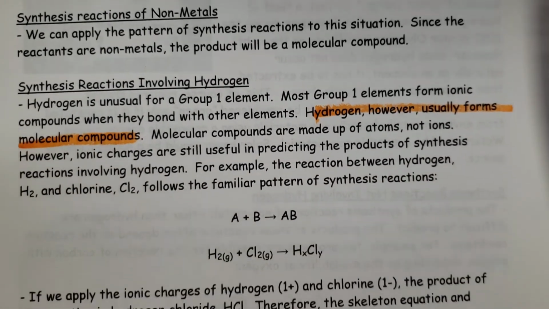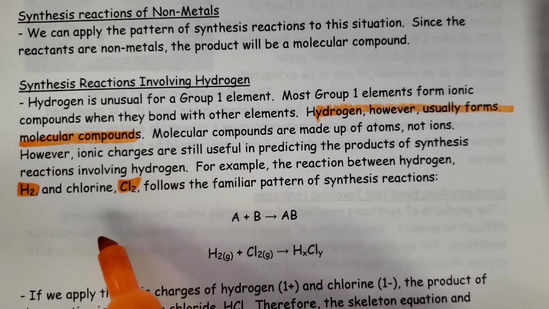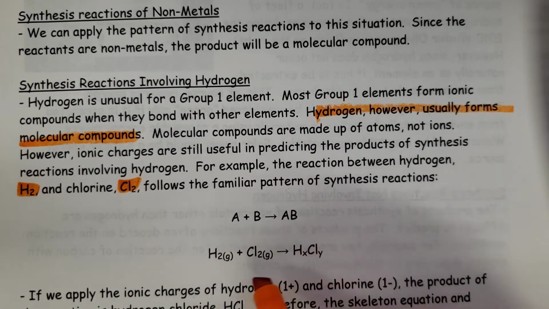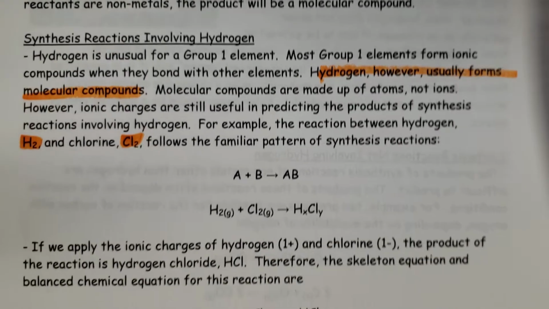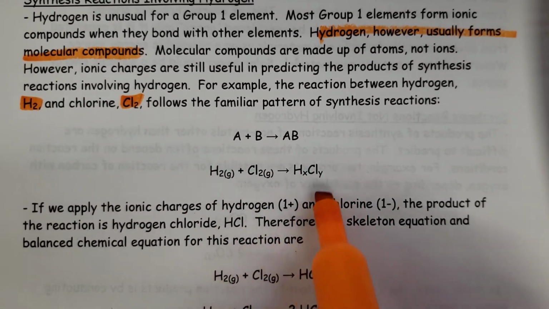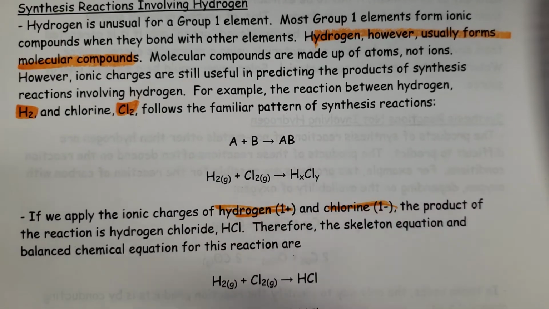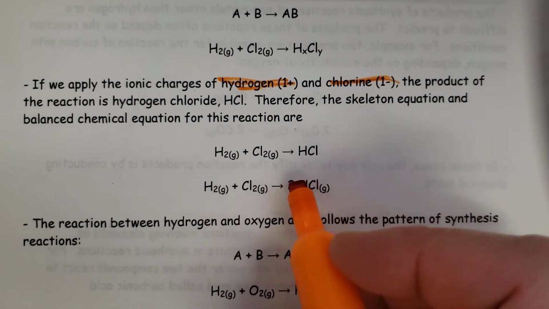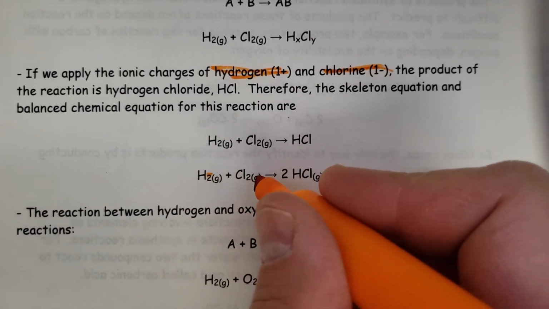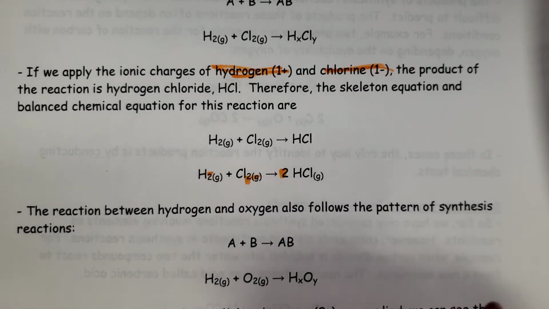So for example, if we have hydrogen and chlorine, of course they're both Hofbrinkels, so that's why they exist as H2 and Cl2. If we apply the ionic charges here, we know it's going to be HCl. H, of course, is +1, chlorine is -1, so they come together to form HCl. And if we're balancing that, 2 hydrogens, 2 chlorines, so I have to put a 2 in front of there to get my 2 HCls.